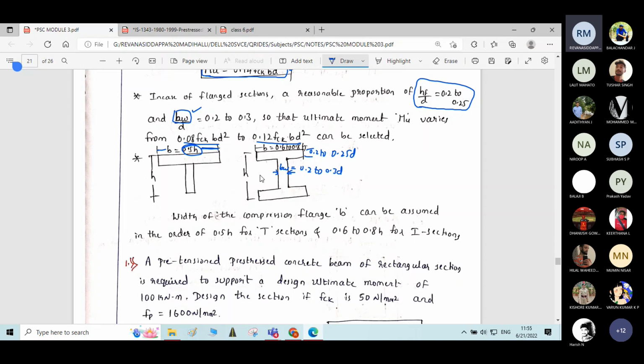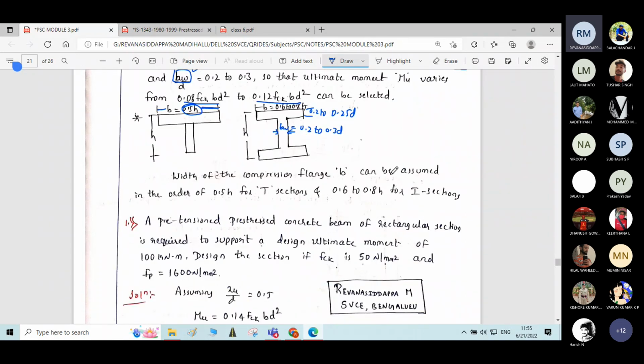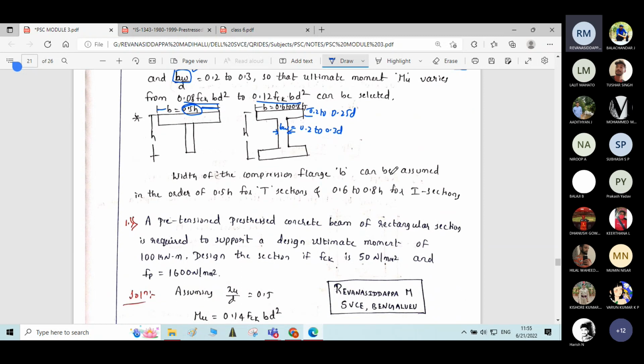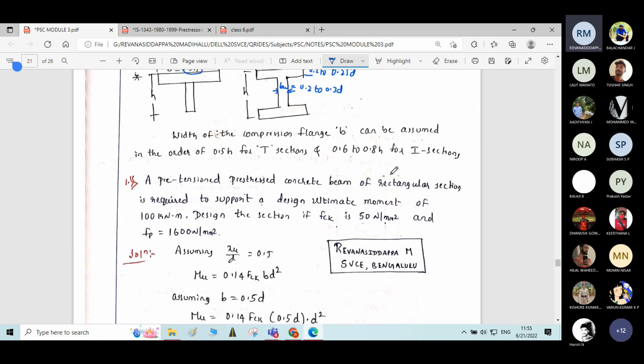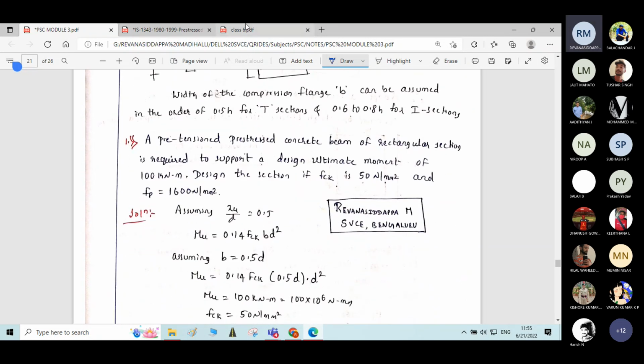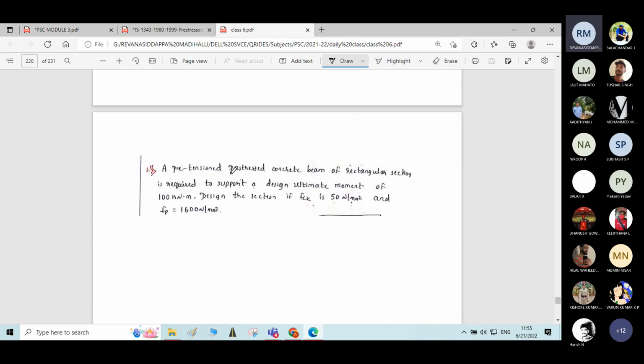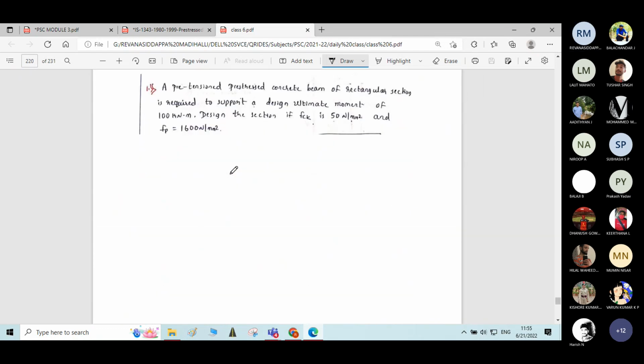or the I section. Okay, I hope you got some idea on selection of this area of cross section or sectional dimensions. When we solve a real problem, then you will understand in a clear way. Okay, so with this, we'll solve one design problem now. All of you write this problem. Take 1 minute time.